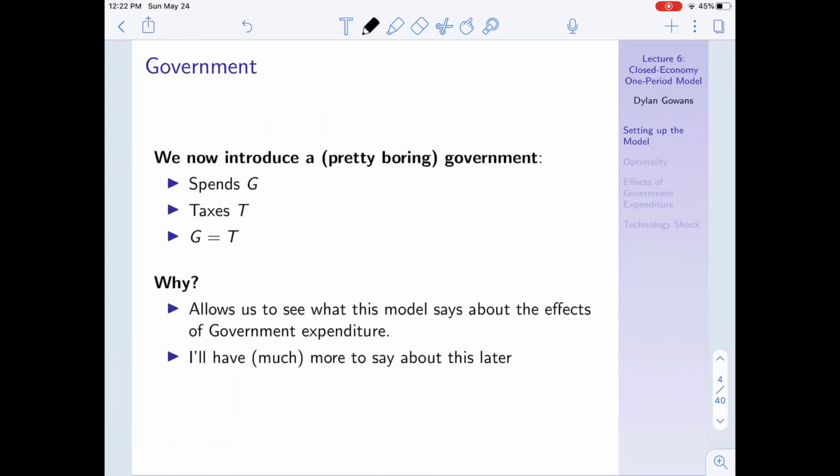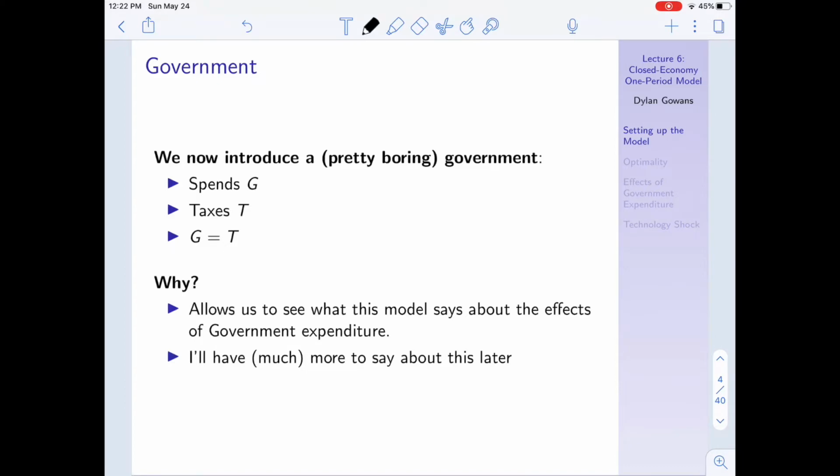And we're also adding one thing that we haven't seen, which is going to be the government. And to be honest, what we're doing is we're adding a pretty boring government. So the government is just going to spend amount G. It's going to raise taxes T in the same way we've seen already. So these lump sum taxes taken from the consumer. And it's going to balance its budget. So it's just going to set G, its expenditure, equal to T, its tax revenue.